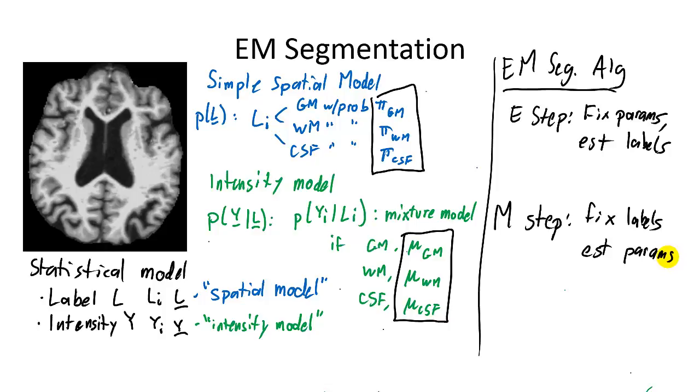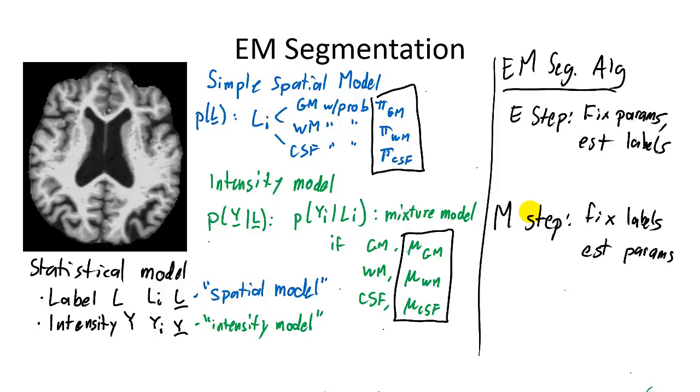And these are also pretty intuitive. So for example, remember we want to estimate the parameters, which are these boxed quantities. The mean of gray matter, for example, will be roughly the average of all voxels that are labeled gray matter from the E step. And we can repeat this until convergence. The EM algorithm has a lot of nice statistical properties. I won't go into detail on that right now, but this is really the big idea behind the EM segmenter.